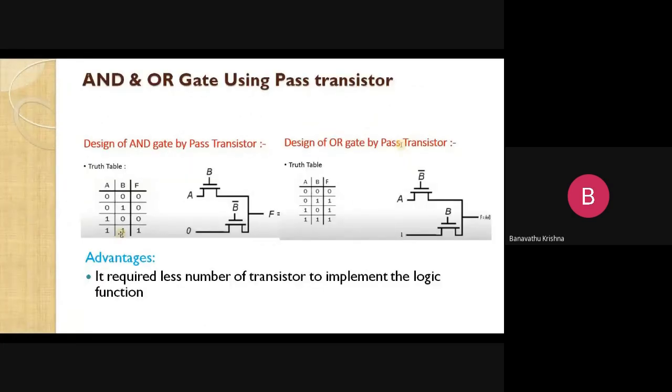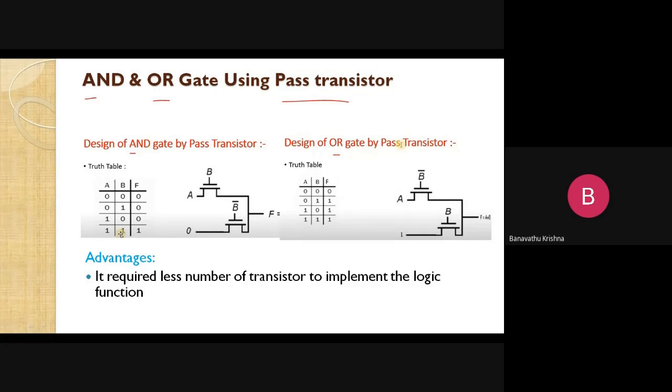Next, I am going to draw the AND gate and OR gate using pass transistors. This is one AND gate circuit, and this is another AND gate circuit. Previously we have seen AND gates and OR gates in the previous slide. Now I am going to design one more circuit diagram for the AND gate and OR gate. You know that for an AND gate, if any one of the inputs is 0, the output is 0. And for an OR gate, if any one of the inputs is 1, then automatically the output is going to be 1.